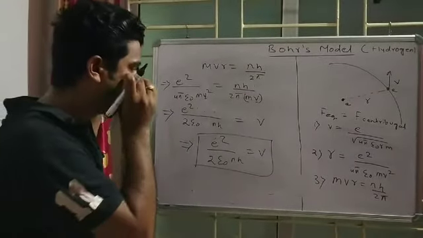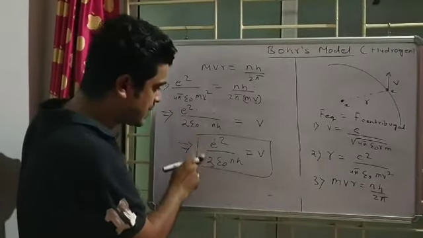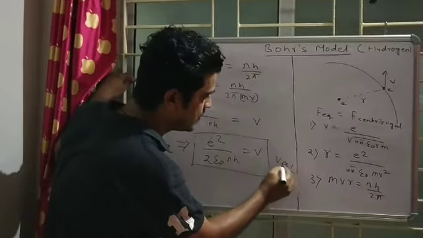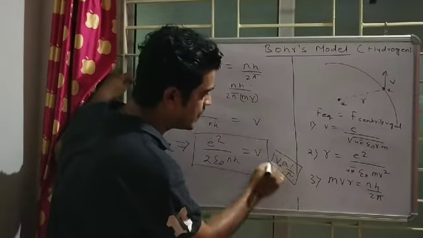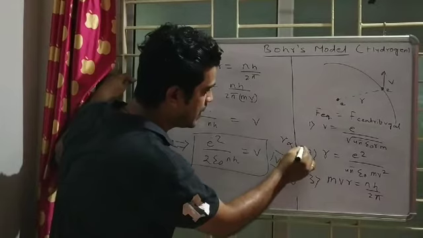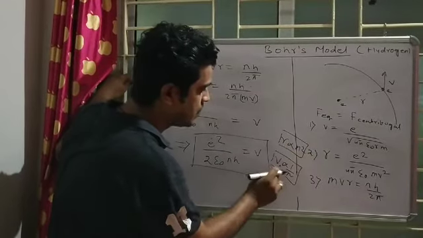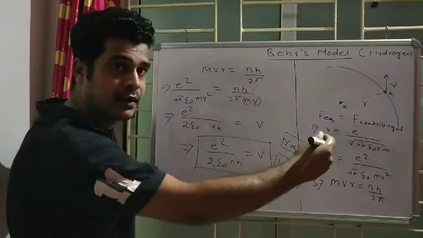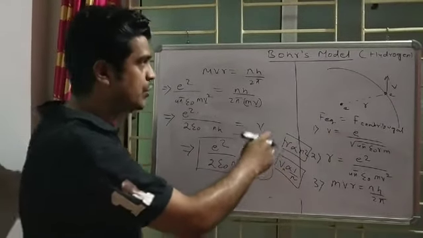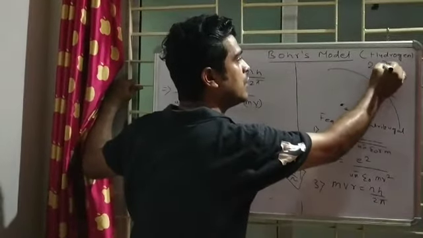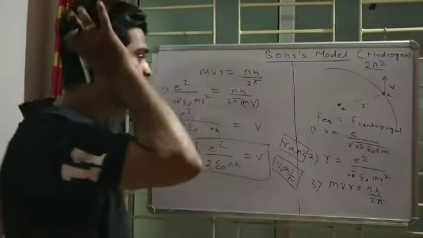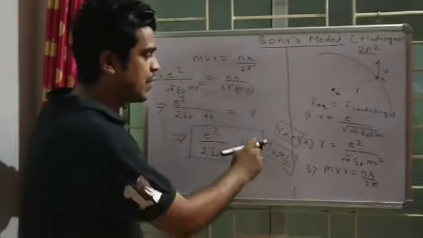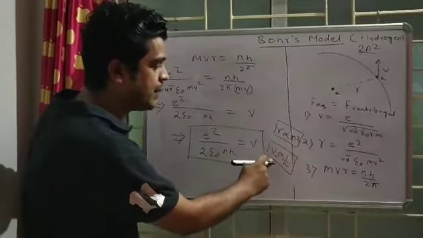Here also one thing I can clearly observe: e is a constant, epsilon is a constant, h is a constant. So v relates to 1 by n. In the previous case I related r to n square, and in this case I am relating v to 1 by n. What does it mean? It means r varies according to n square. You will read a 2n square law. Bohr had given a 2n square law. So r varies like n square and v varies like 1 by n.